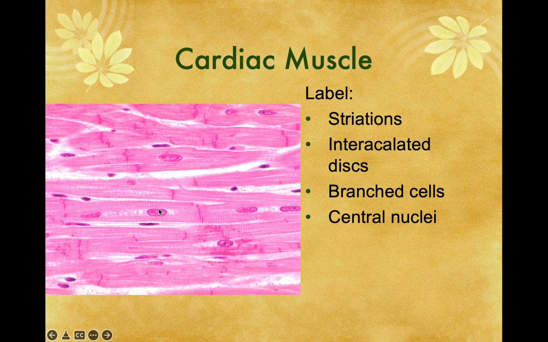And all of the nuclei, particularly like these, are central nuclei. So intercalated discs, striations, branched cells, and central nuclei, 6 points total for this one. It should be pink, and it needs to have the title cardiac muscle.